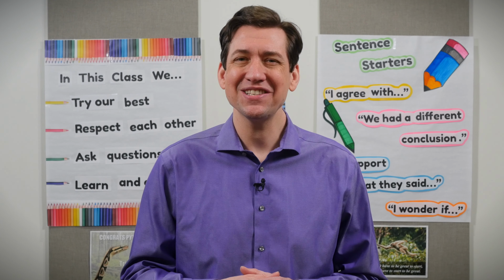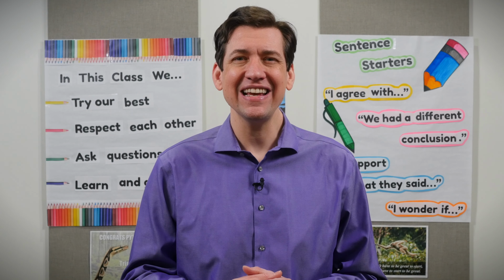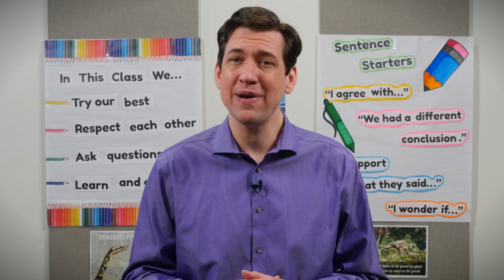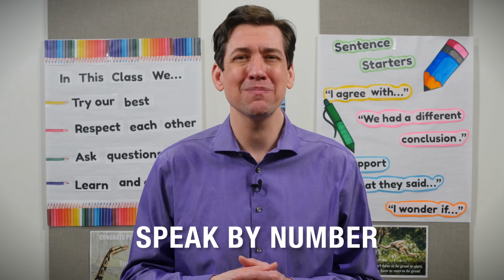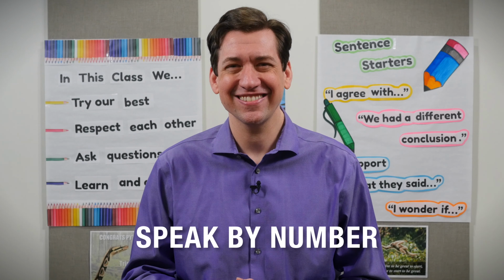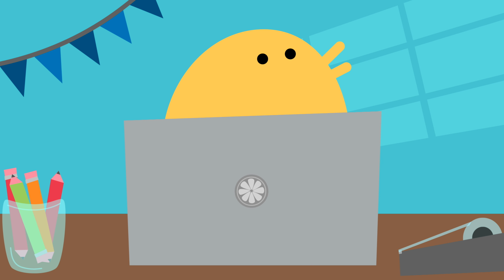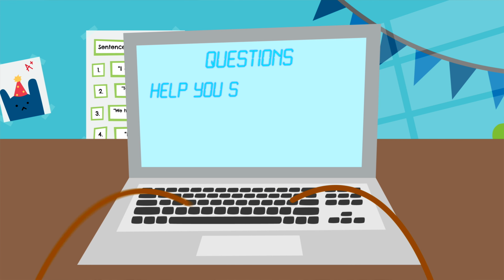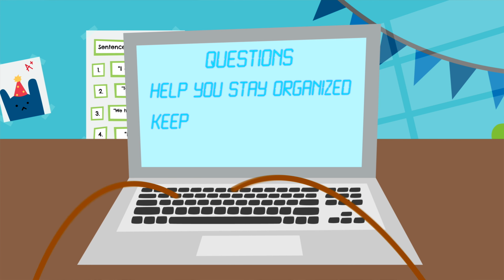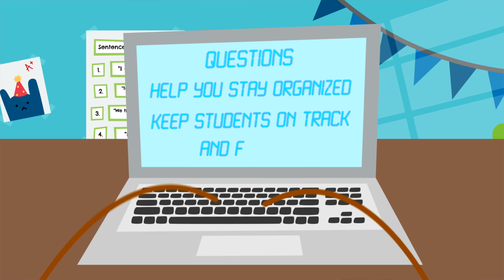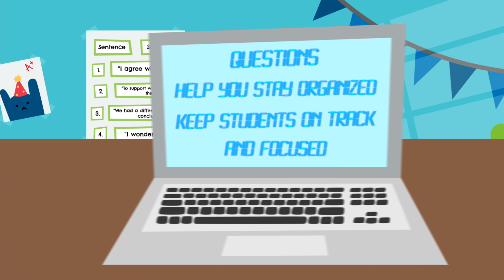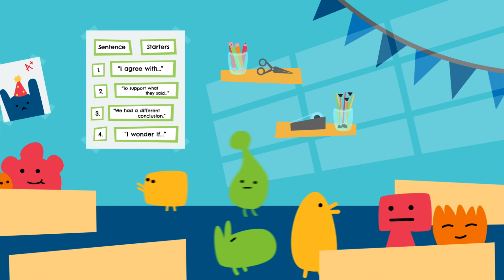A great way to get students actively involved in their learning is to utilize collaborative group activities like Speak by Number. Here's how it works. First, develop a list of questions related to your lesson objective. This not only helps you stay organized once the activity starts, but it will keep your students on track and focused. Next, divide students into groups.